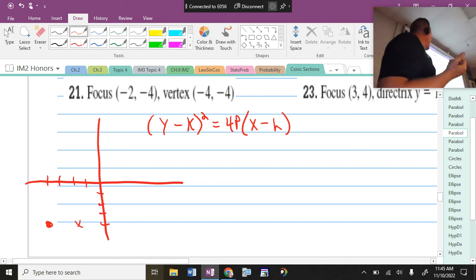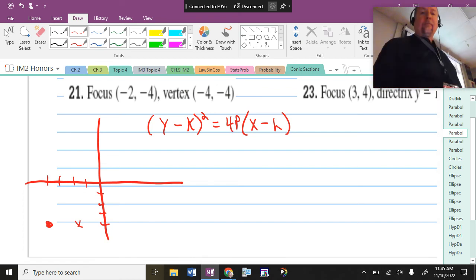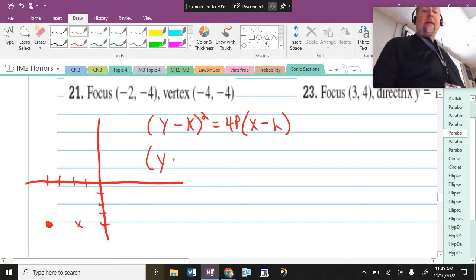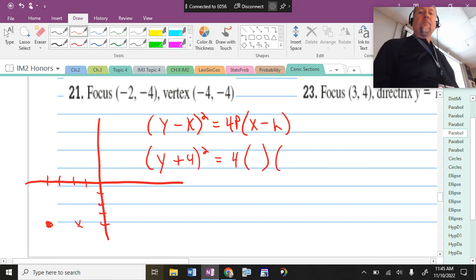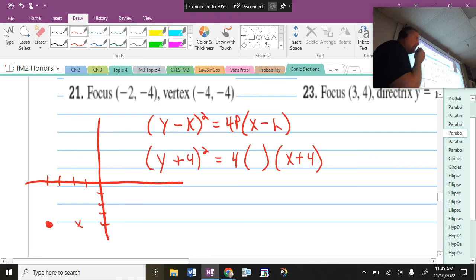Okay, well, the vertex is (-4, -4). I don't have to bore you with this. So that's going to be y minus -4 for the y coordinate of the vertex, and then this is going to be x minus -4, conveniently, for the x coordinate.